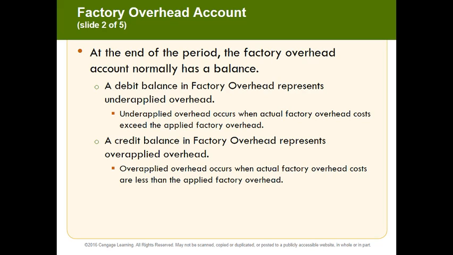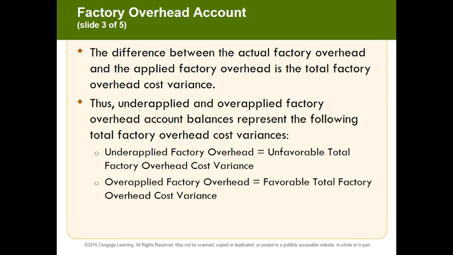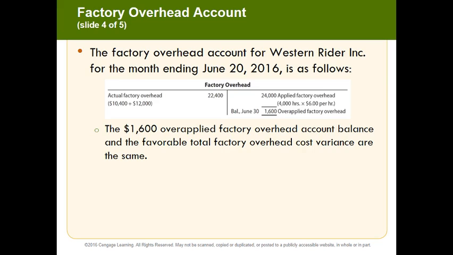A credit balance in the factory overhead represents overapplied overhead. This happens when the overhead costs were less than the applied factory overhead. The difference between them is the total factory overhead cost variance. Thus, underapplied and overapplied factory overhead account variances will represent the following total factory overhead cost variances. Underapplied is from unfavorable. Overapplied is from favorable.